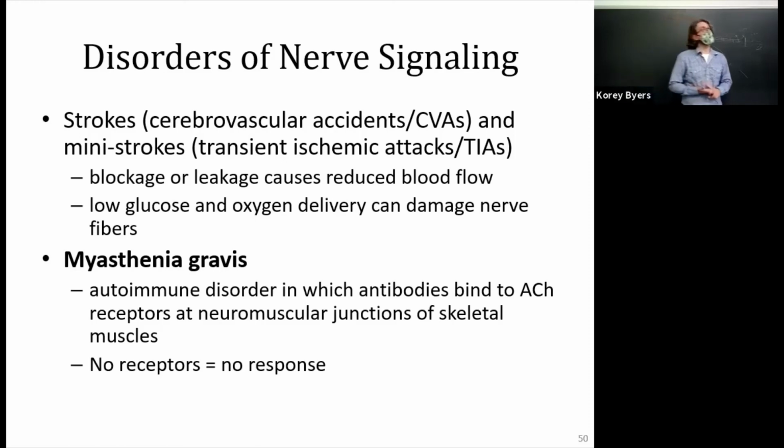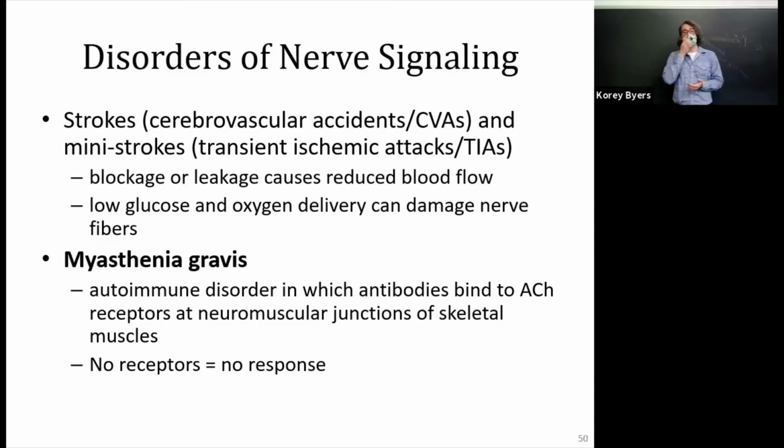We know that if it's nerve damage in the periphery, that might regrow. But if it's nerve damage in the brain, it's flooded with astrocytes and it scars and it may not regrow. And so it's always hit or miss if someone has a major stroke or a mini stroke, whether or not they are going to retain that ability. It's one of those types of things where time will tell.